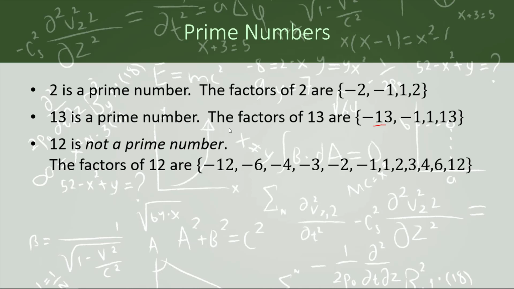However, 12 is not a prime number. Notice that the factors of 12 are negative 12, negative 6, negative 4, negative 3, negative 2, negative 1, 1, 2, 3, 4, 6, and 12. All of these are factors of 12. Is negative 6 a factor of 12? Of course. Negative 6 times negative 2 is 12. Therefore, it is a factor.